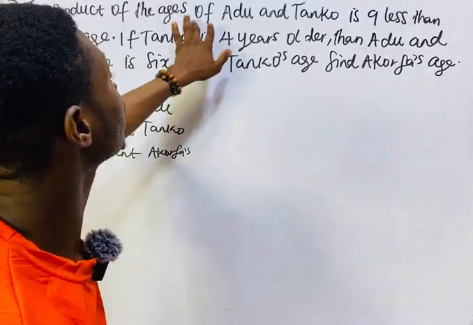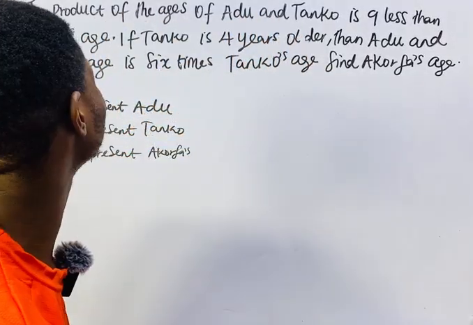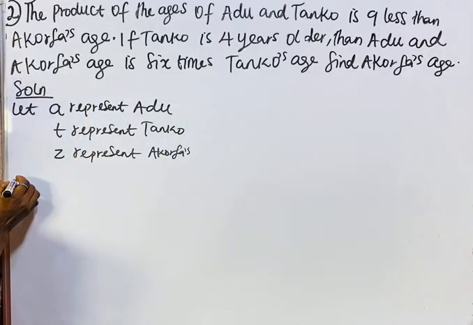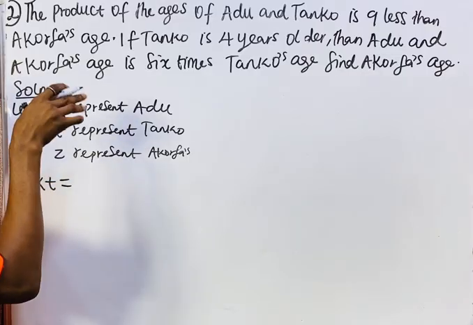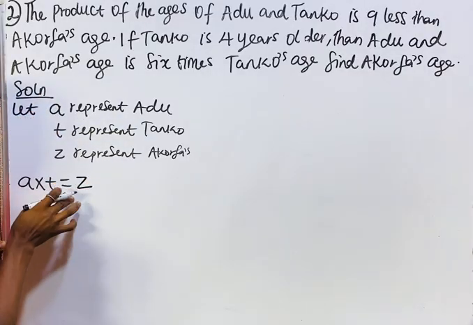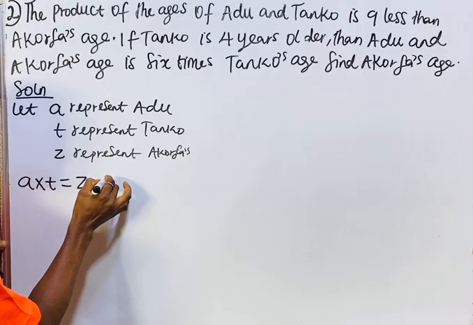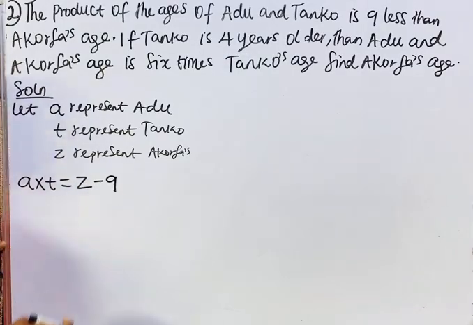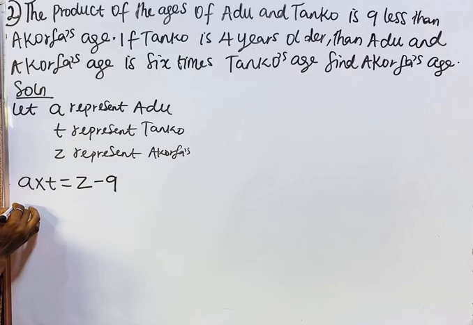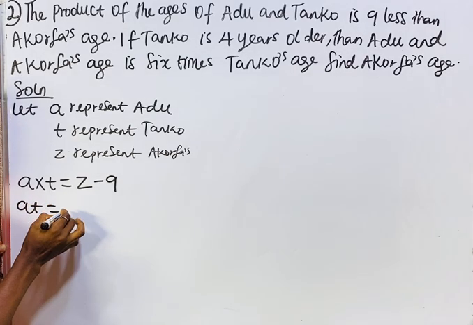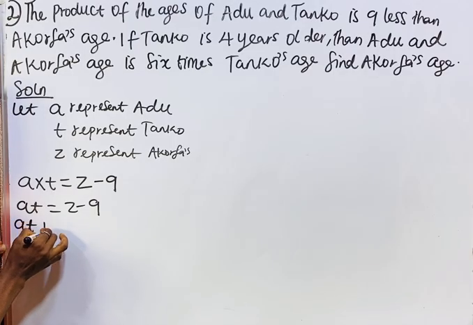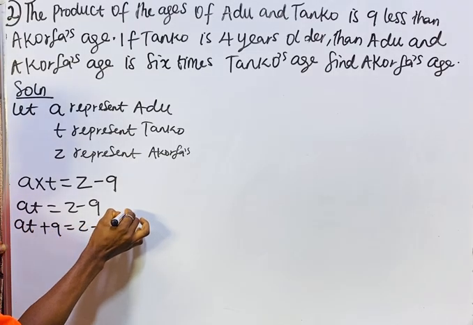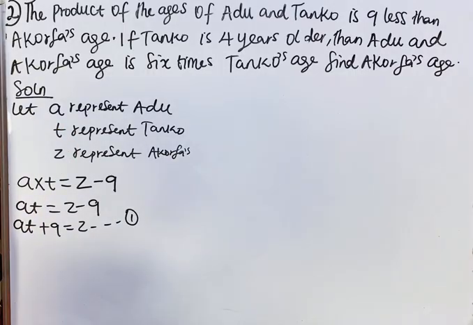They say the product of the ages of Adu and Tanko is 9 less than Akofa's age. So if Akofa's age is Z, 9 less than Z is Z minus 9. So we are going to have AT equals Z minus 9. Therefore, AT plus 9 is equals to Z, equation 1. I hope you understood it. So this is how we are going to take it one after the other.